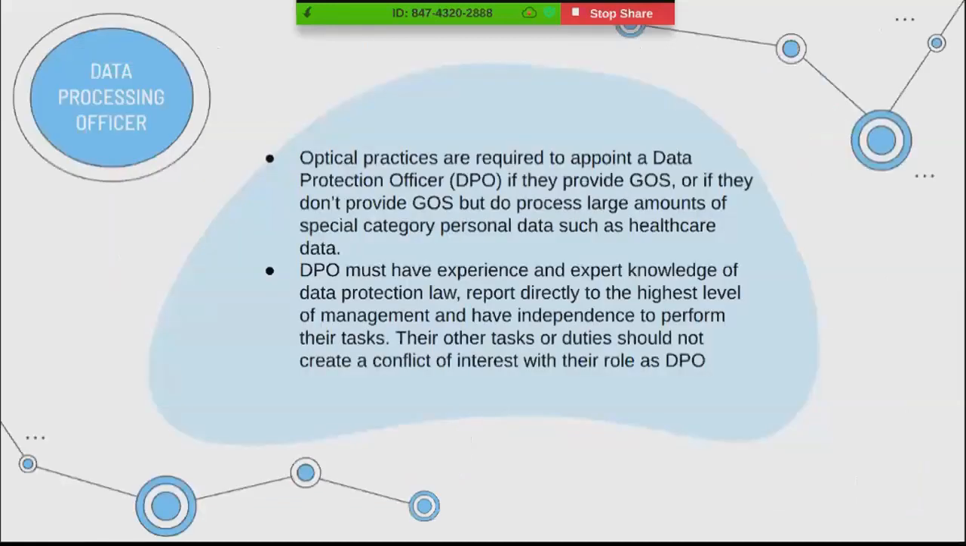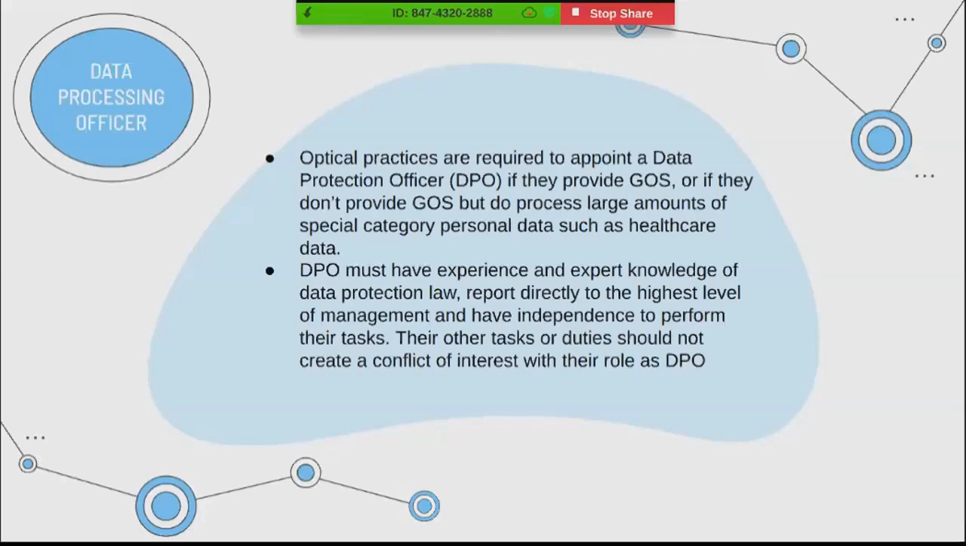So, the data protection officer. Optical practices are required to appoint a data protection officer, a DPO, if they provide GOS, or if they don't provide GOS but do process large amounts of special category personal data, such as healthcare data. The DPO must have experience and expert knowledge of data protection law. They must report directly to the highest level of management and have independence to perform their tasks. Their other tasks and duties should not create a conflict of interest with their role as a DPO.